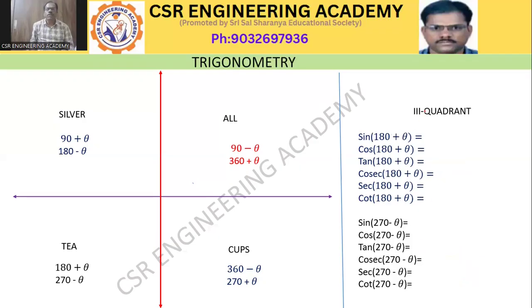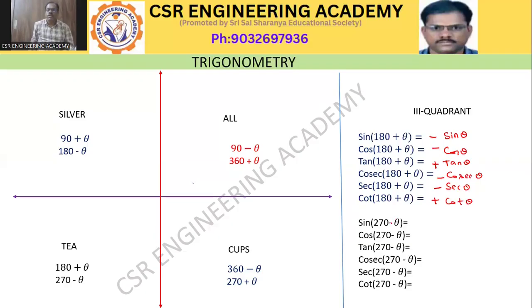Coming to the third quadrant, here 180 plus theta is an even multiple. For an even multiple, sine only, that is sine theta, cos theta, tan theta, cosecant theta, secant theta, cot theta. So in the third quadrant, tan and cot are positive, remaining negative. Tan positive, cot positive, remaining all negative.